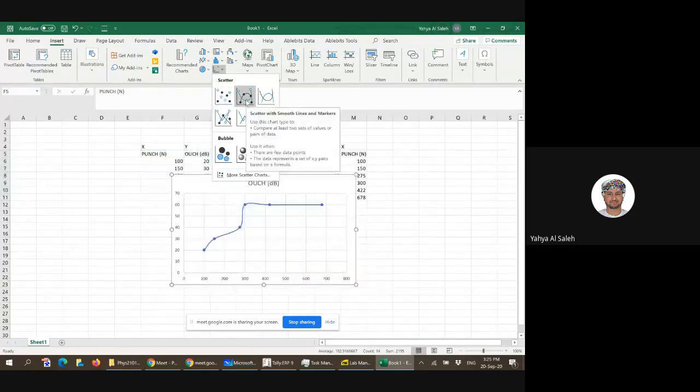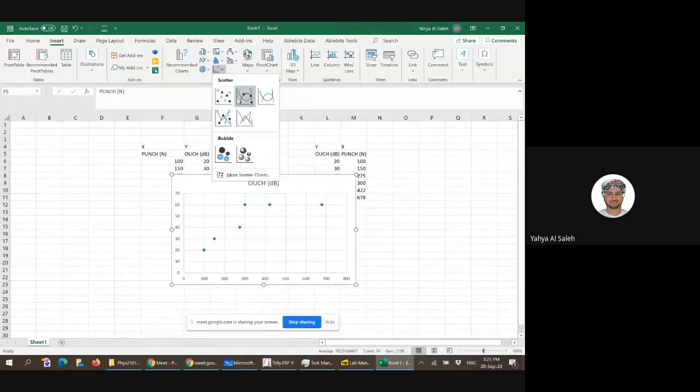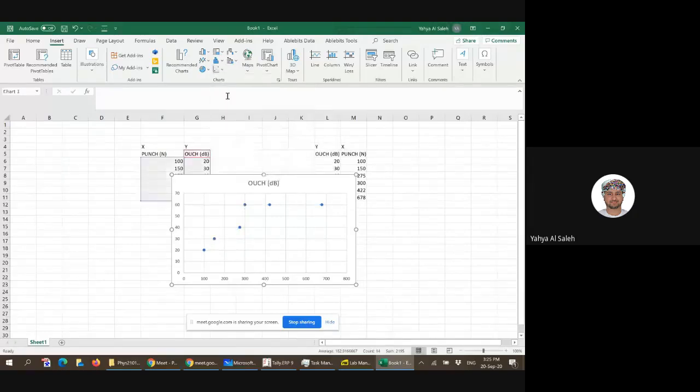Okay, see how this looks? And see how this looks? This is only dots. This is dots with lines. Dots with lines look nicer, but it's not correct for experimental data. Okay, so I'll choose this.